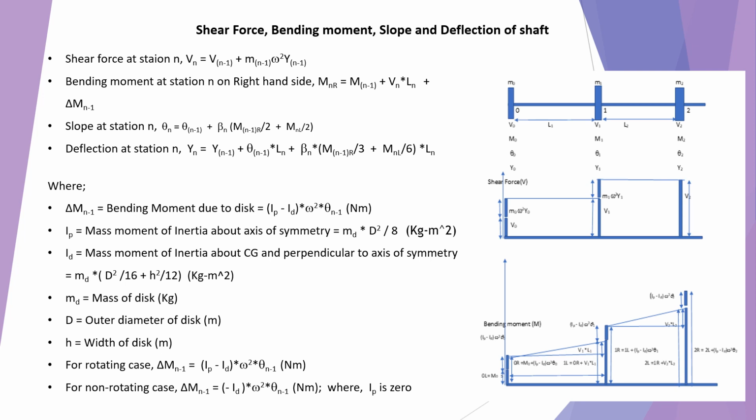h is width of disk in meter. For rotating case critical speed, delta Mn minus 1 is equal to (Ip minus Id) into omega square into theta n minus 1. For non-rotating case, delta Mn minus 1 is equal to minus Id into omega square into theta n minus 1, where Ip is 0 for non-rotating case.